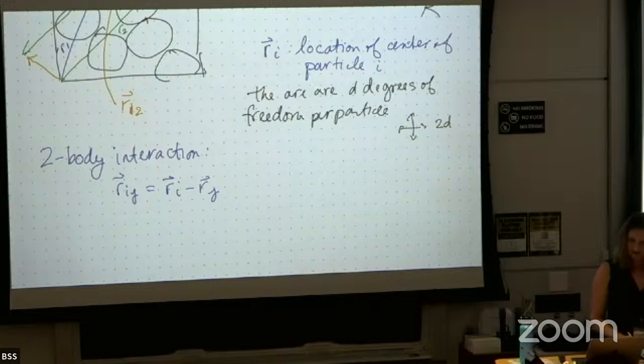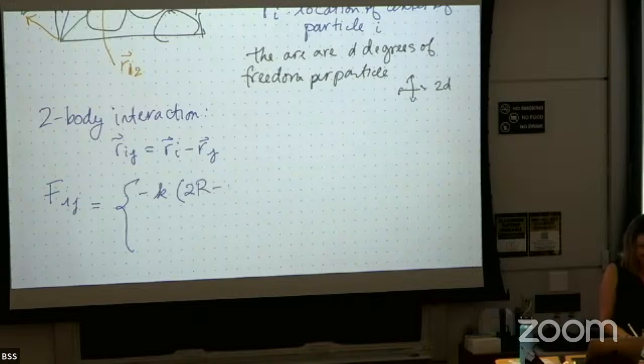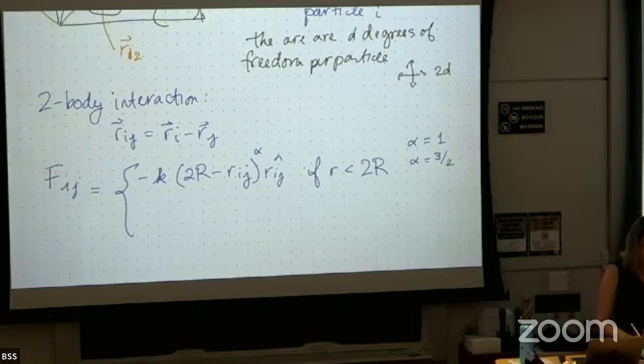Then the force, for example, between particles i and j, if they're repulsive spheres, people often write in this way. There's a constant, and then it looks something like this: r_ij hat if r is less than the sum of the two radii, and there's some power here. If it's a harmonic potential, then alpha equals 1. Sometimes people look at a Hertzian potential. Alpha can be 3/2. It can be a different power if you want, and it's 0 otherwise.